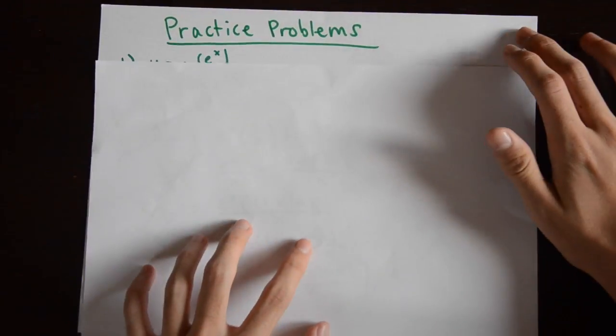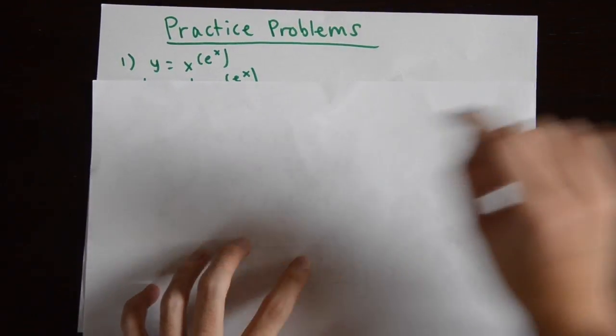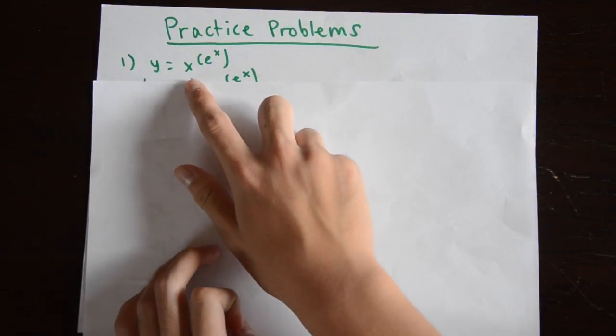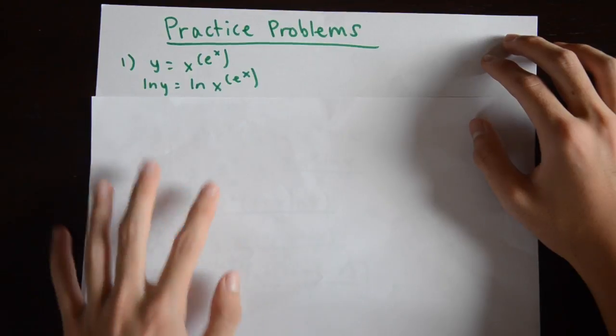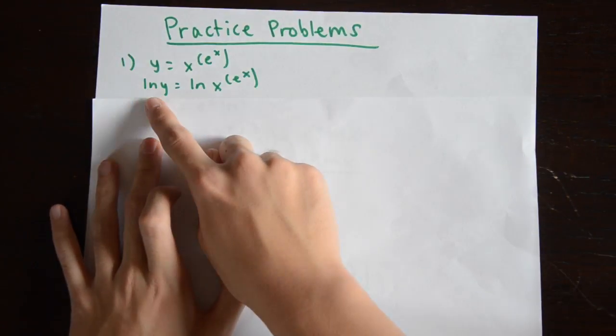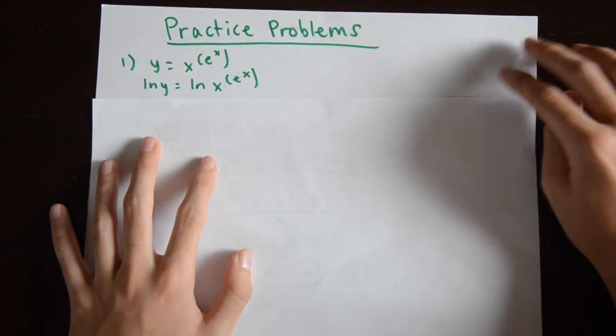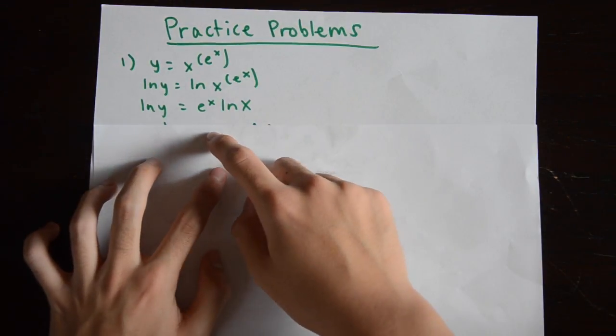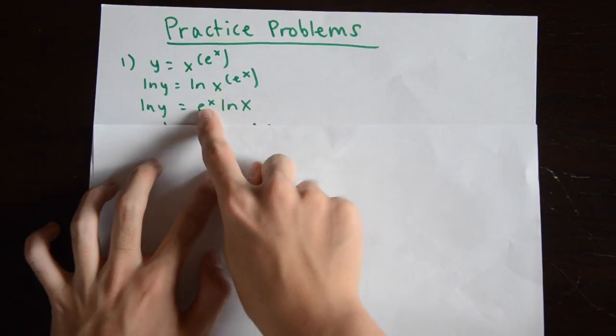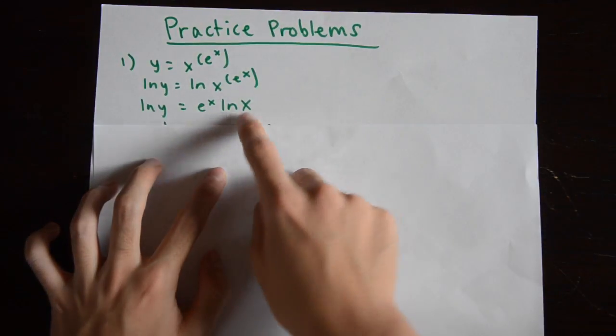Let's do some practice problems using logarithmic differentiation. So we have, find the derivative of y equals x to the e to the x power. So you take the natural log of both sides, and using the logarithm laws, we bring the exponent down in front of the natural log of x.